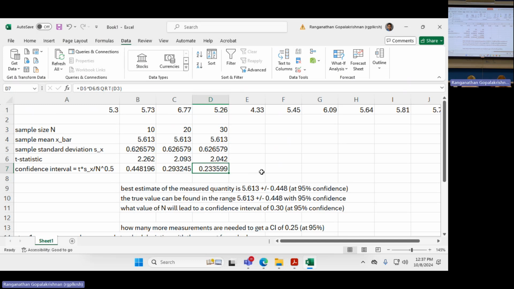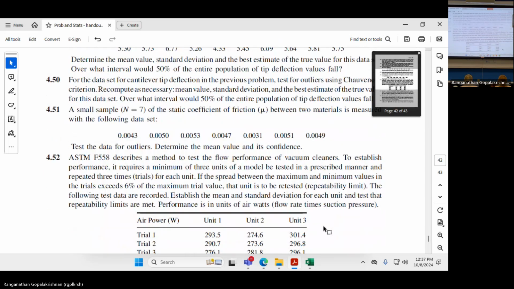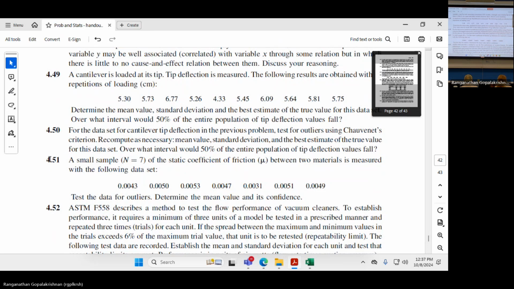So shall we do another quick example or do you have any questions? Problem 4.51 is basically the same thing. Just for practice, can we do that? You have 7 observations, 43, 50, 53, 47, 31, 51, 49. Determine the mean and its confidence. Basically saying determine the mean and the confidence interval. Okay. So 7 values.